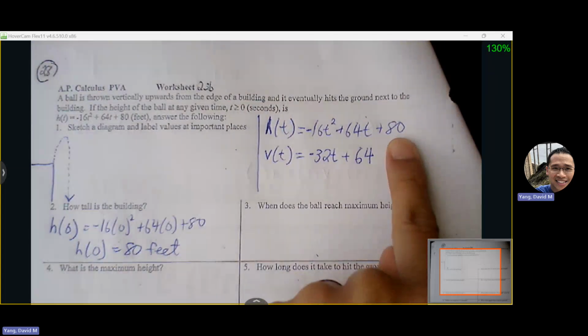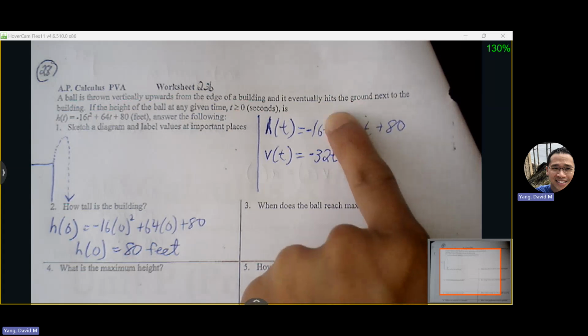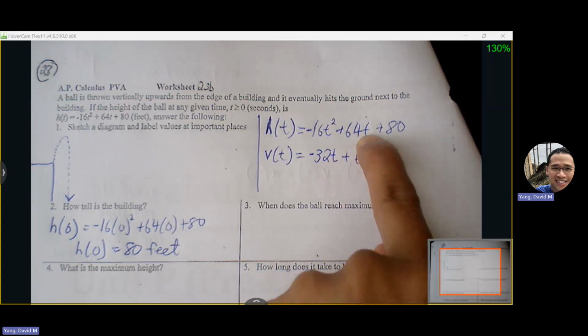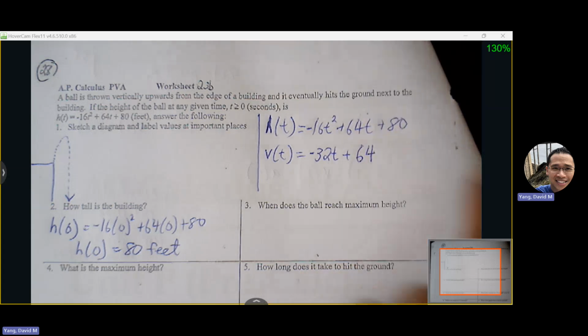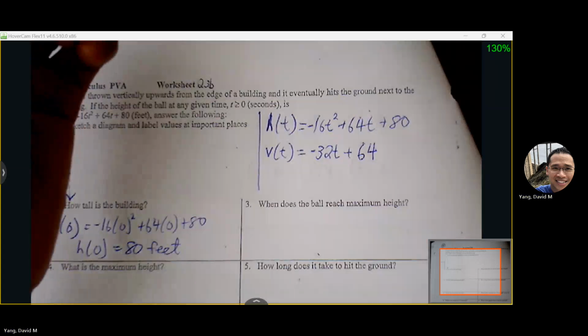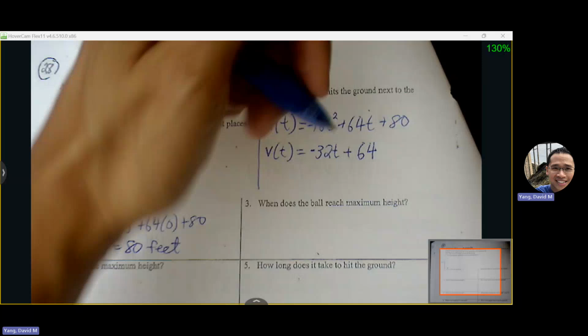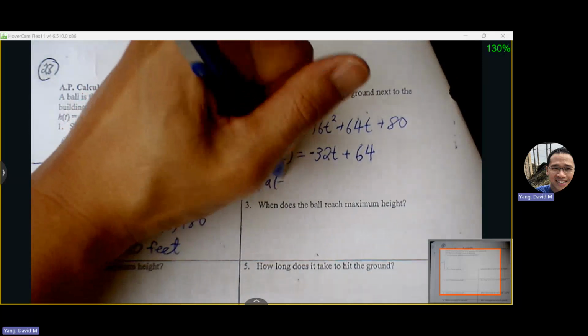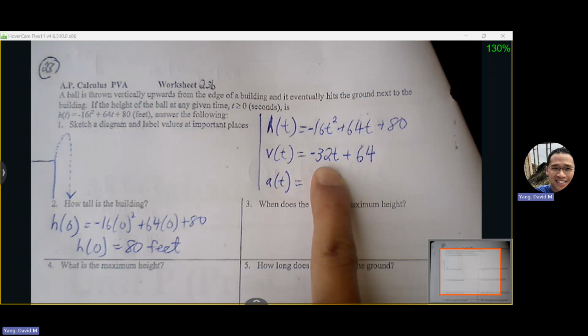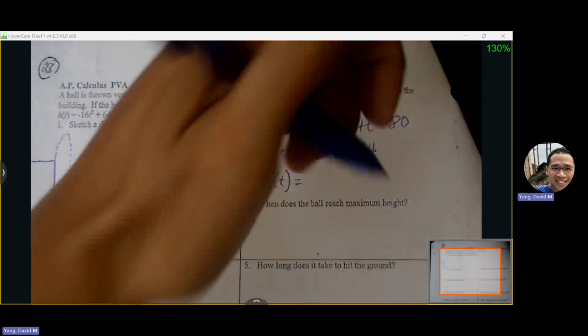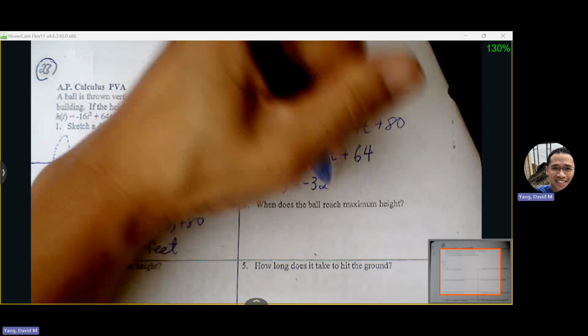What happens to the constant? 0. Good. So every degree drops by 1. Degree 2 goes down to degree 1. Degree 1 goes down to degree 0. And there's no degree, that constant just goes away to 0. So let's go ahead and find the acceleration function, which is another derivative down. What's the derivative of negative 32t? Negative 32, yeah. And then the 64 goes to a 0.